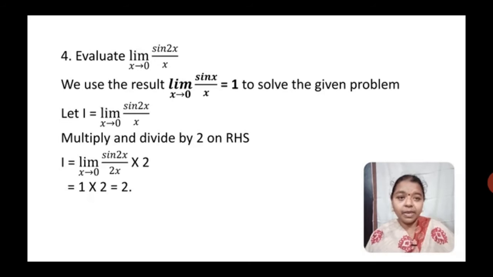On multiplying and dividing by 2 on RHS, we get limit x tends to 0 sine 2x divided by 2x, since I am dividing by 2, into 2, since I have to multiply by 2. And 2 is a constant, so it remains as it is. Now this is of the form limit x tends to 0 sine x by x, which becomes 1. Hence we get 1 into 2 is equal to 2. Therefore the value of limit x tends to 0 sine 2x by x is equal to 2.